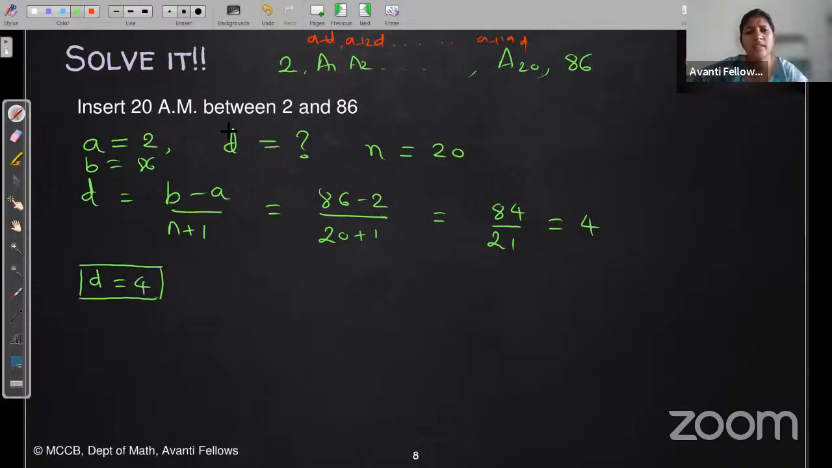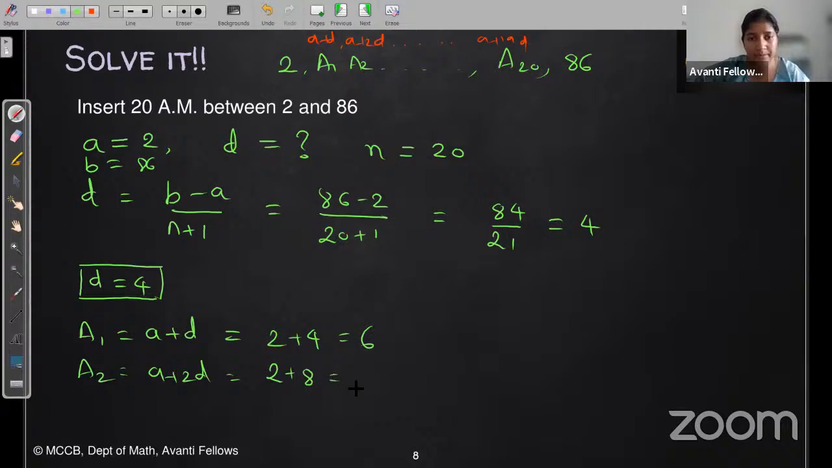Now we can easily find the remaining arithmetic means, right? We know A1 is equal to A plus D. So it will be 2 plus 4, 6. So A2 will be equal to A plus 2D. So it's going to be 2 plus 8, 10. So on. Similarly, we can find till A19, right? So this will be a task to find the terms from A1 to A19, okay?